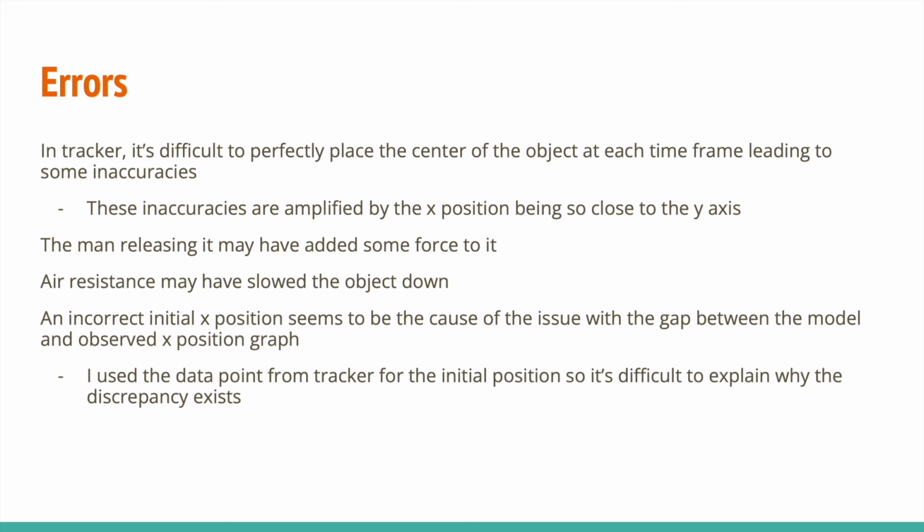An incorrect initial x position seems to be the most likely cause of the issue with the gap between the model and observed x position graph. I used the data point from Tracker for the initial position, so it's difficult to explain why this discrepancy exists.